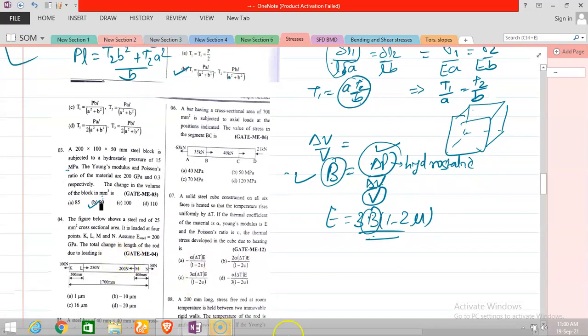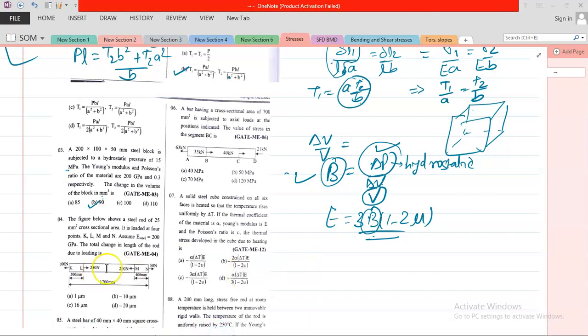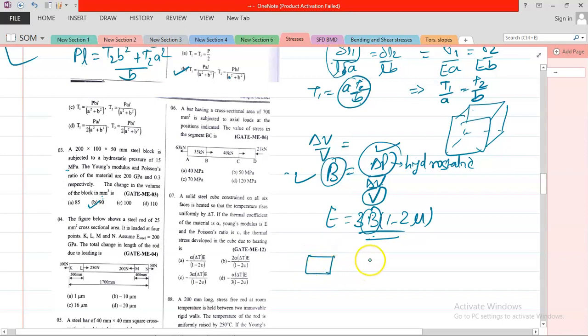The next question, I just discussed this question in the class, so I am not going to discuss it. This type of question, take the elemental strip. I am just refreshing the concept. Take this elemental strip, and take this elemental strip. So it is 50 kilonewton. So here also 50 kilonewton. Now here its force is 200 kilonewton in this direction.